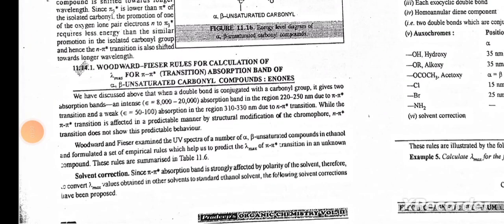Woodward-Fieser rules for calculation of lambda max for the π→π* transition absorption band of alpha beta unsaturated carbonyl compounds, the enones. We have discussed above that when a double bond is conjugated with a carbonyl group, it gives two absorption bands: an intense absorption band in the region 220 to 250 nm due to the π→π* transition, and a weak absorption in the region 310 to 330 nm due to the n→π* transition. While the π→π* transition is affected in a predictable manner by structural modification of the chromophore, the n→π* transition does not show this predictable behavior.